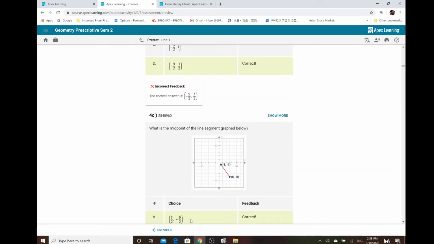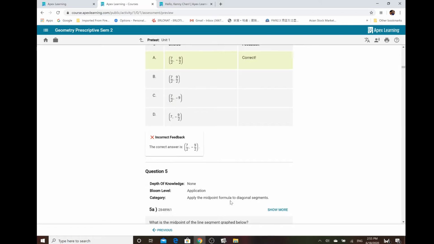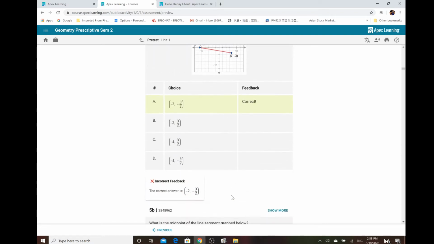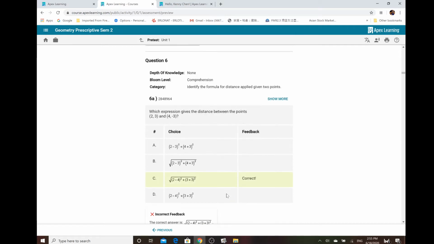So now let's skip all this slanted line. Doesn't matter what kind of slanted line you have, the way to find a midpoint is always using the same midpoint formula. So this one we can skip all the way down to the distance formula. In order to find the distance between 2 points, we need to apply the distance formula. Let me just copy and paste this one again.